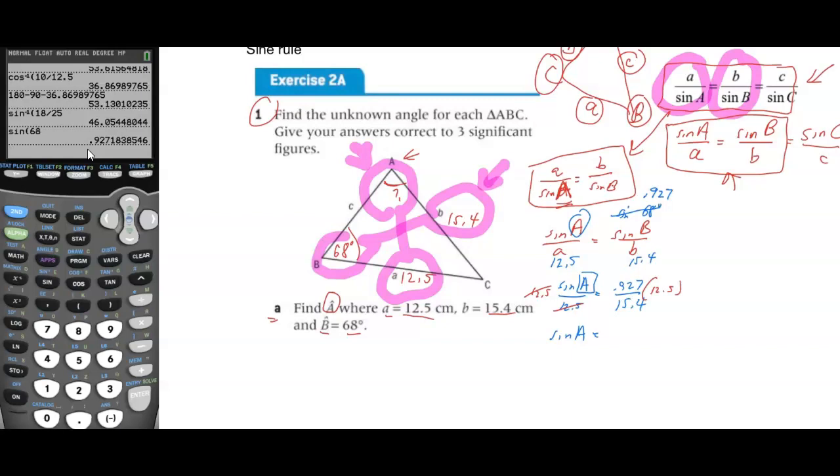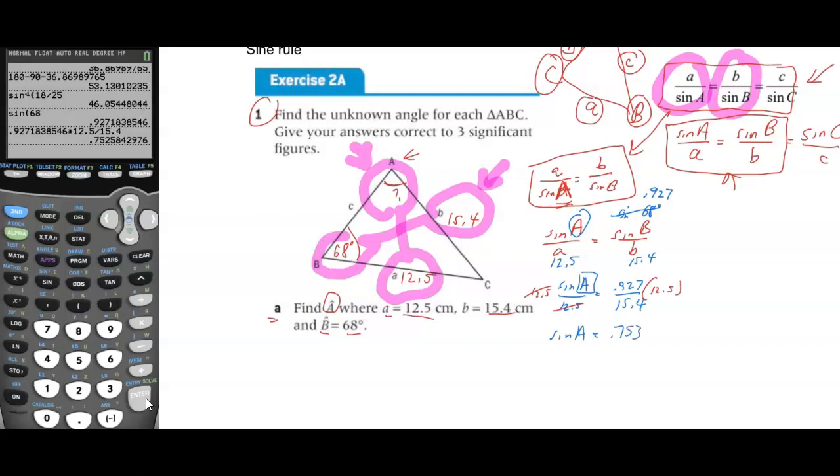Why don't we just multiply all that on the calculator? So we're going to have 0.927, which is this number that's already in the calculator. We'll just copy and paste it there. We'll multiply times 12.5. And then we'll divide by 15.4. And this will give us the sine of A. 0.72753.